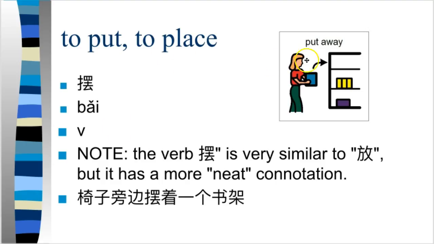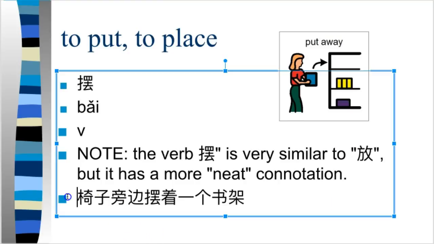So with 摆. It's very similar to 放 but with a more neat connotation. Again, you can translate it as lying somewhere or being placed somewhere. So I can say, for example, 椅子旁边摆着一个书架. The location phrase here is 椅子旁边, next to the chair. 摆着 is being placed, 一个书架, one bookshelf.